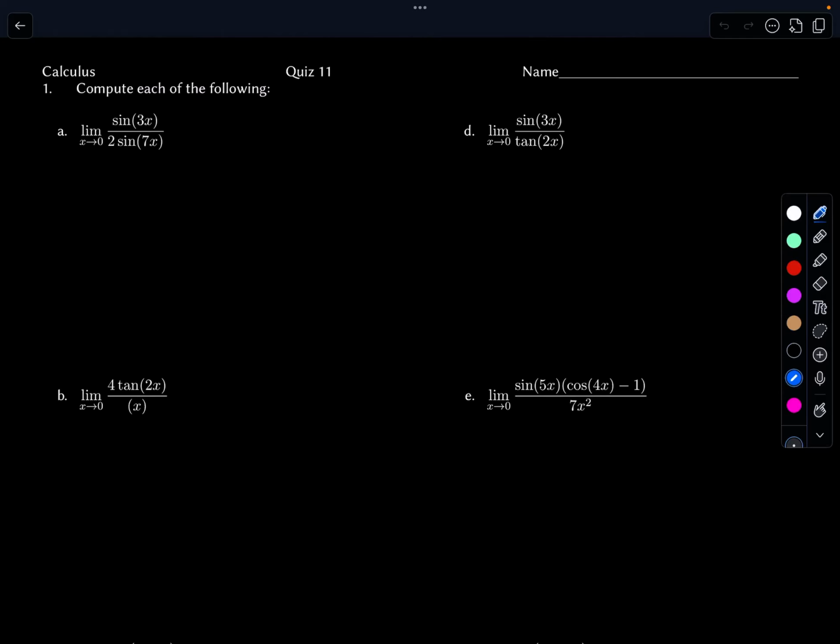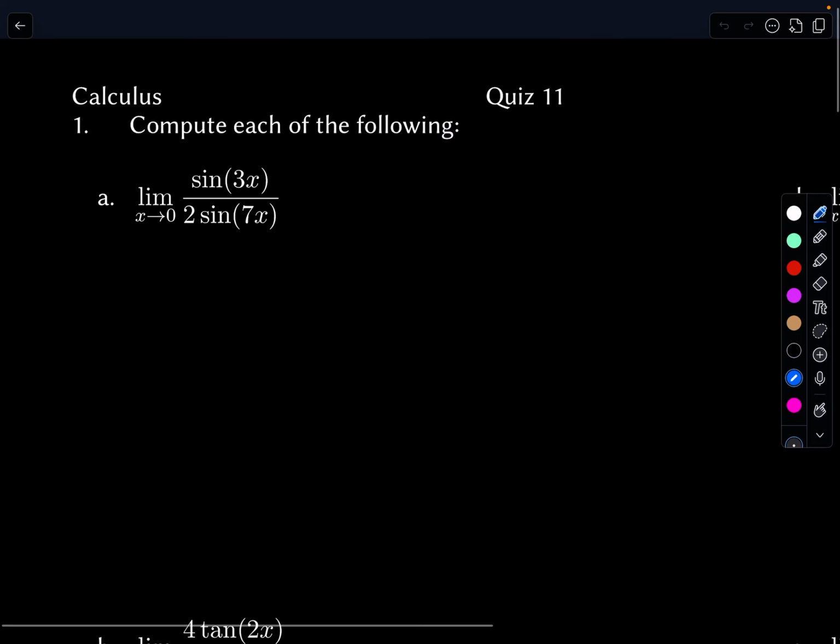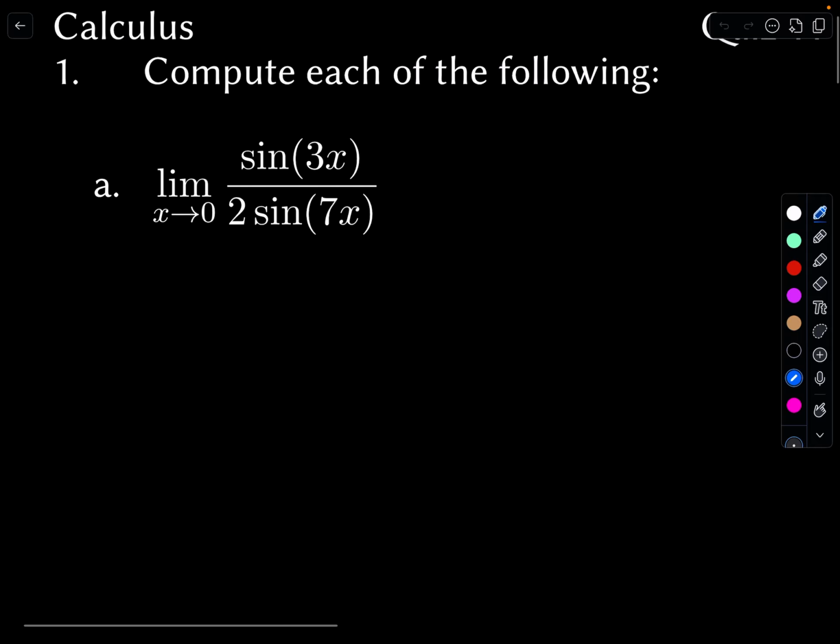So this was one of the most popular homeworks and recitations in at least my history here at UNC. So let's go ahead and see if we can work through some of these limits together. And we'll start with this one.